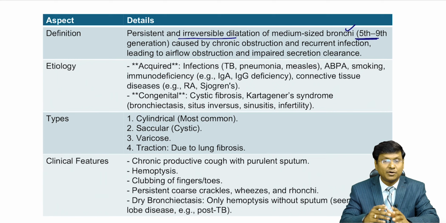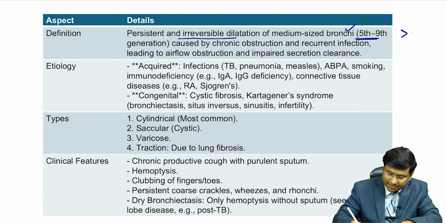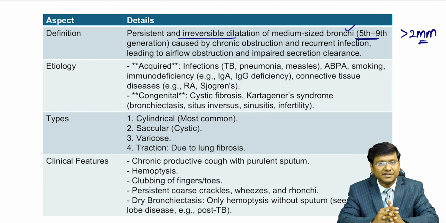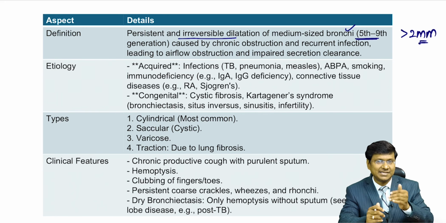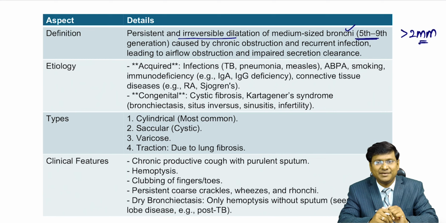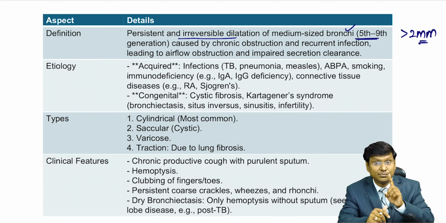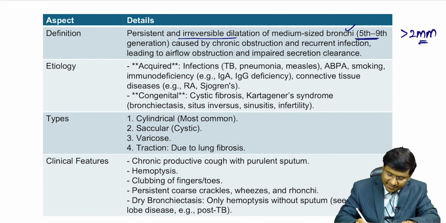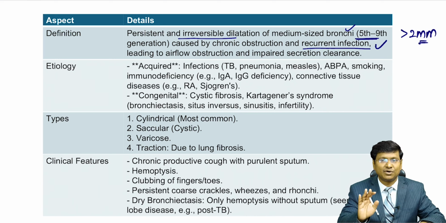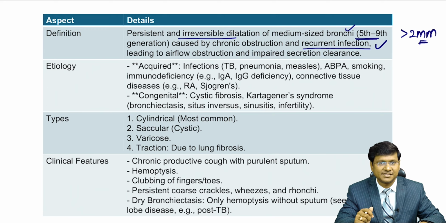And what is the extent of dilatation? The dilatation will be more than 2 mm of the baseline diameter of the airway. And what exactly is the cause for this dilatation in patients with bronchiectasis? The most common cause is recurrent infection. So recurrent infection is the most common cause for the development of bronchiectasis, right?